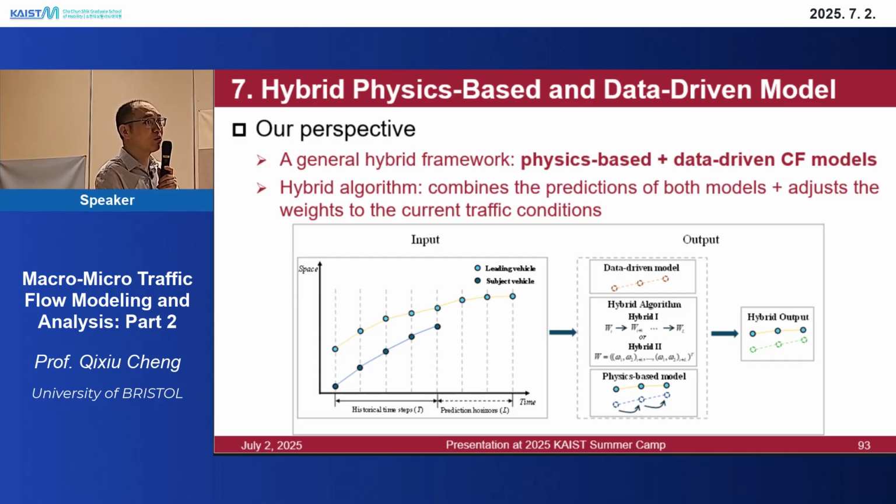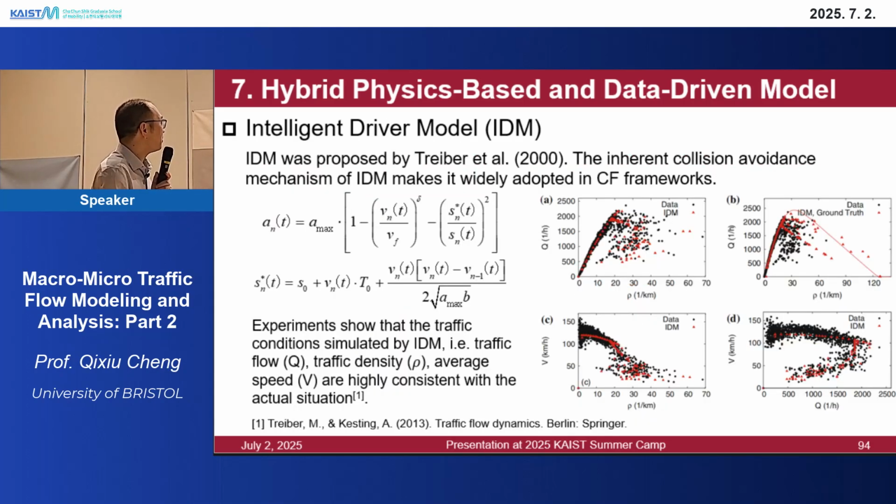We will talk about the results of hybrid one and hybrid two later. For hybrid one, it goes from T to predict T plus one, and from T plus one to predict T plus two. But for hybrid two, we will predict the L steps all at once. Based on this, we will obtain the hybrid output.